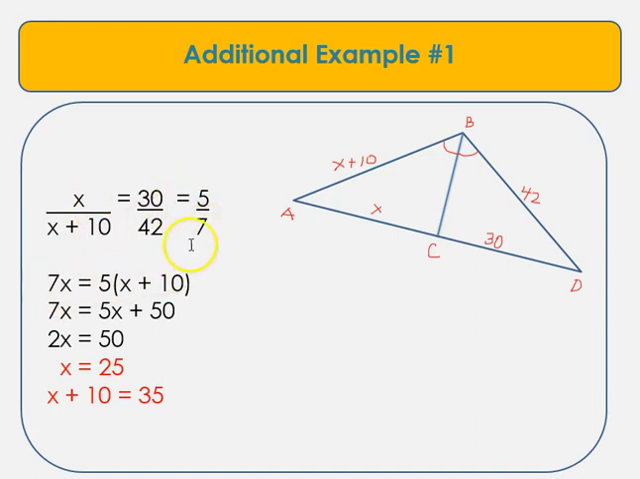I will go ahead and multiply across. 7 times x, 7x. 5 times x plus 10 is right here. We go ahead and simplify, and 7x equals 5x plus 50. Subtract 5x from both sides. You have 2x equals 50, and x will equal 25. We're not done though. We have to find the value of x plus 10, and that would be 25 plus 10, which is 35.